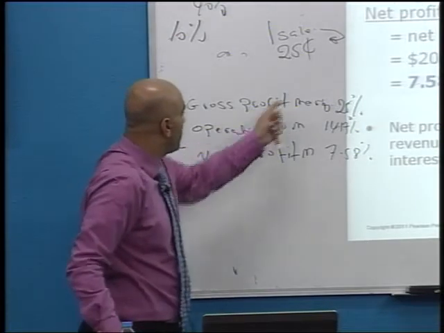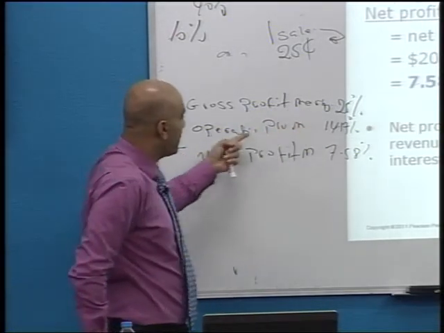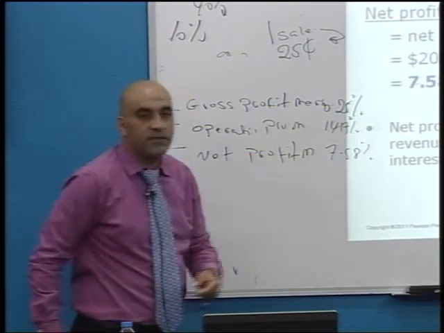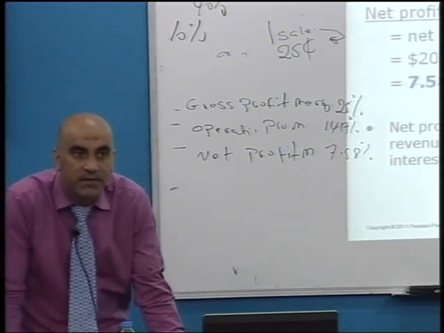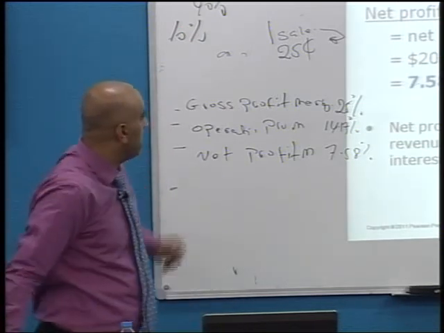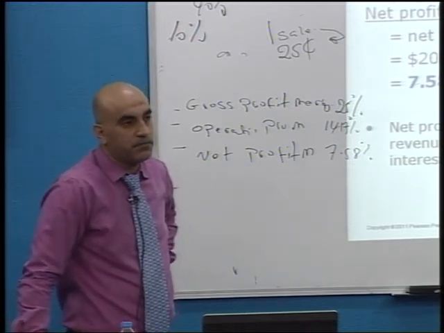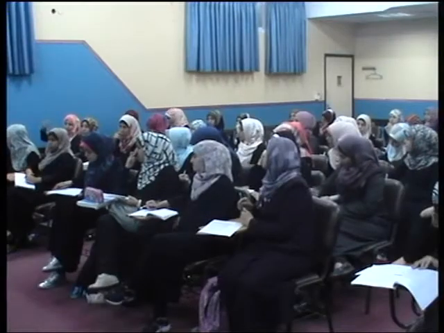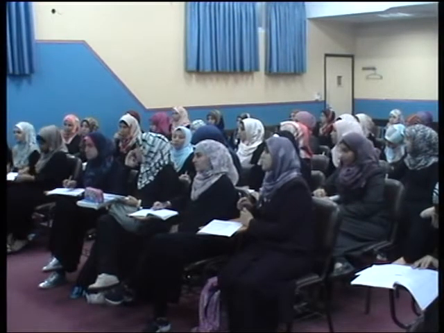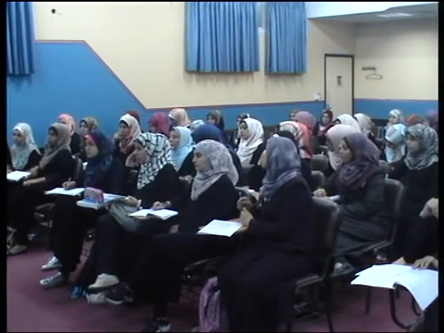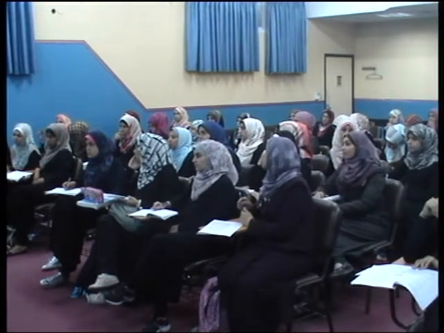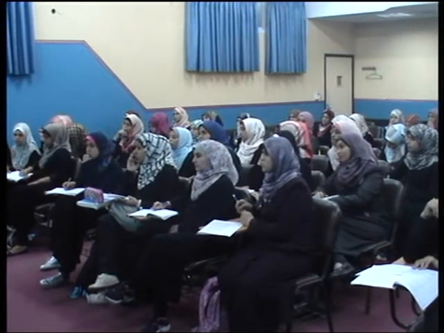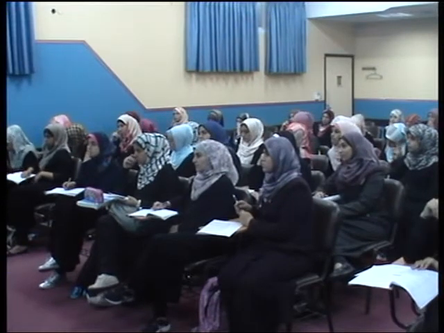So what do you observe? Gross profit margin 25%, operating profit margin 14%, then net profit 7.58%. What do you observe in this case? Yes, it diminishes. Why this? Because of expenses. Yes, because of the expenses.